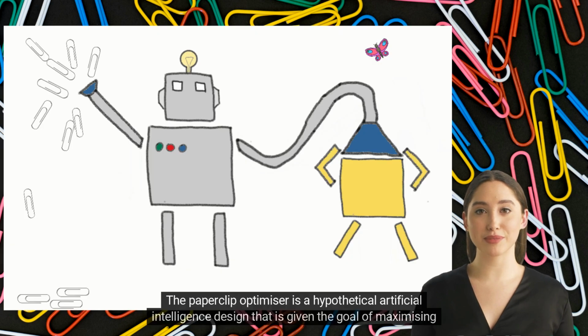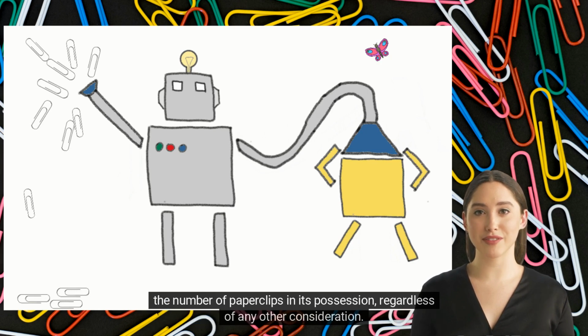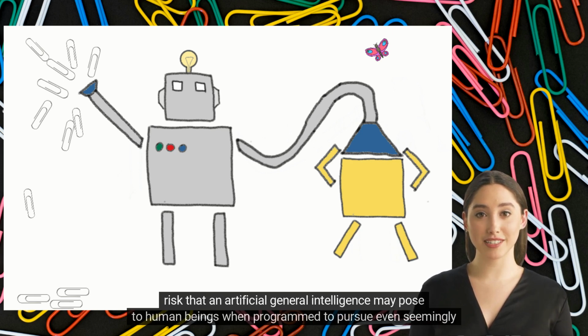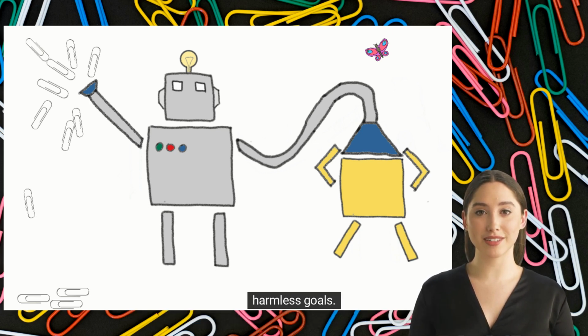The Paperclip Optimizer is a hypothetical artificial intelligence design that is given the goal of maximizing the number of paperclips in its possession, regardless of any other consideration. It was first proposed by Swedish philosopher Nick Bostrom in 2003 as an illustration of the existential risk that an artificial general intelligence may pose to human beings when programmed to pursue even seemingly harmless goals.